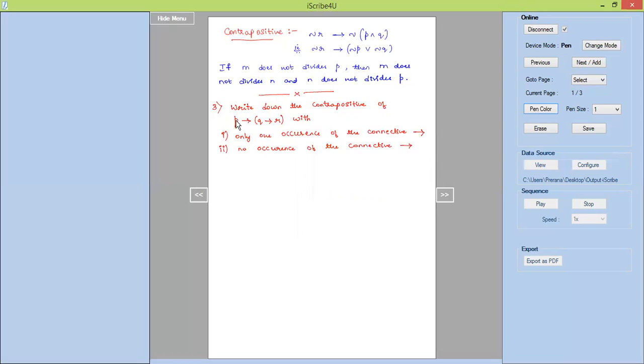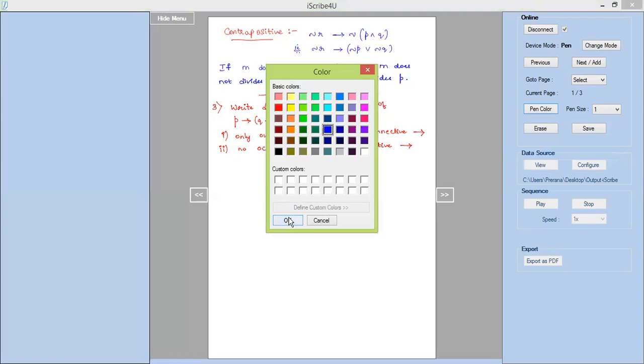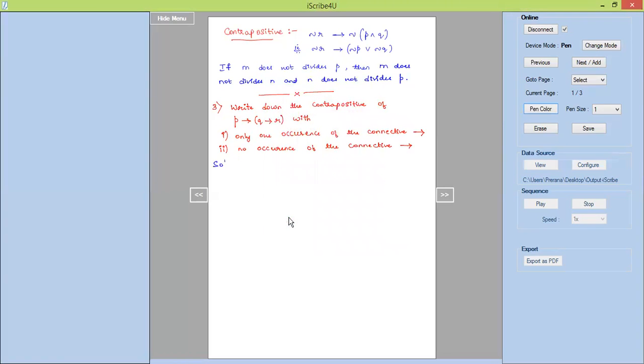So the given question is P conditional, Q conditional R. You have to represent this. First you have to write the contrapositive of this, and for the contrapositive, you have to represent the answer with only one occurrence of the conditional and no occurrence of the conditional. Right? That is our question. So let us see how to do the problem. We will write down the contrapositive first.